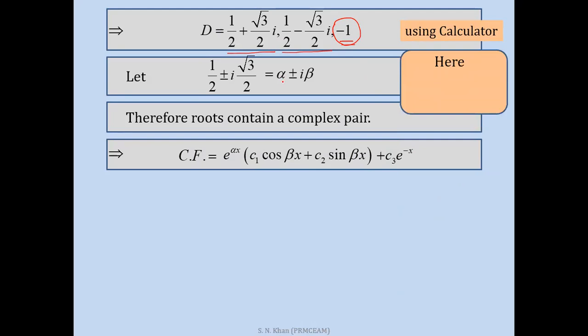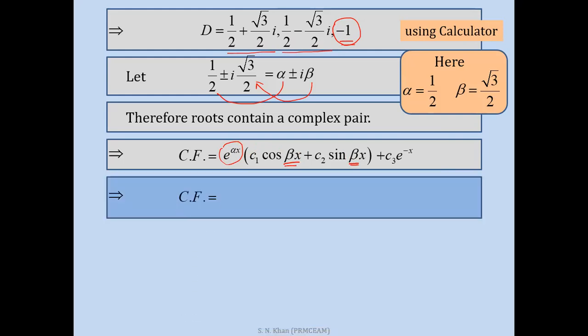Now we need the values of alpha and beta. Here alpha is the real part and its value is 1 by 2, and beta is the imaginary part and its value is root 3 by 2. So substituting the values of alpha and beta: alpha equal to 1 by 2, so it will become e to the power x by 2, and substituting the value of beta, we will get CF equal to e to the power x by 2 in bracket c1 cos root 3 by 2 x plus c2 sin root 3 by 2 x. So that is the CF. The third term is as it is: plus c3 into e to the power minus x. So the first part is completed here.